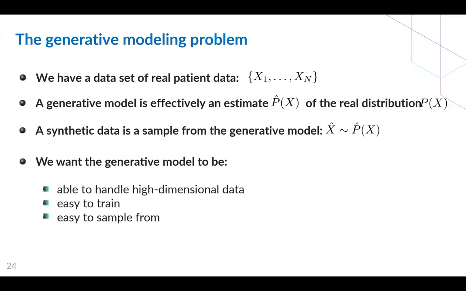Formally speaking, the generative modeling problem can be viewed as follows. Let's suppose that we have a data set of real data, which may be sensitive, x1 up to xn. A generative model is trying to estimate p of x, which is the real but unknown distribution. We build an estimate, let's call it p hat of x, and after we build this p hat of x, we can sample synthetic data from this distribution. Of course, in designing the generative model, we want to handle high-dimensional data, and we want the model to be easy to train and easy to sample from. Those are the basic requirements for good generative models.